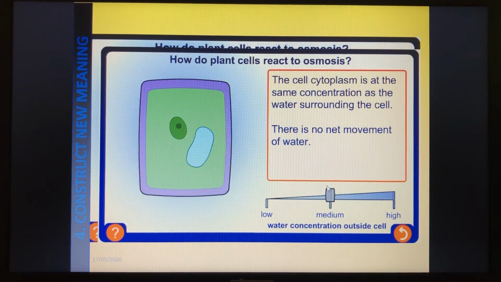Now, where this is a real problem, imagine you have eaten lots and lots of sugar and it's flowing through your blood because it's moved from the small intestine through the villi into the blood.